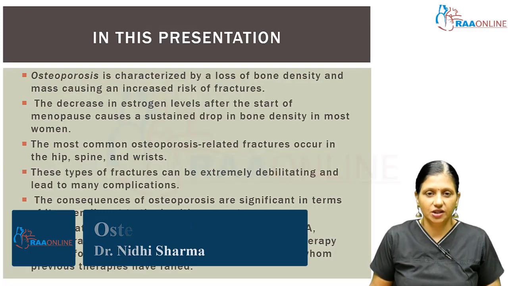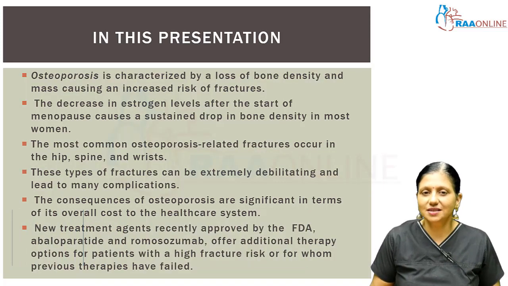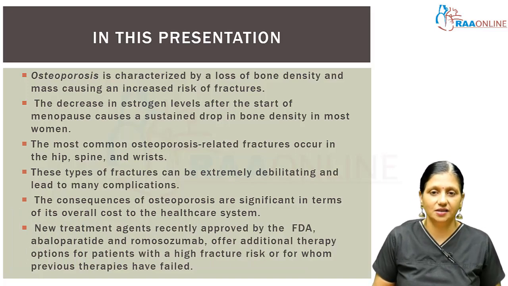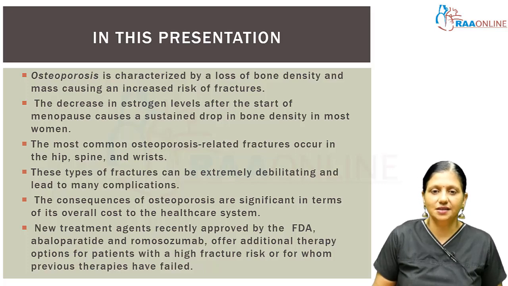So in this presentation, we'll see that osteoporosis is characterized by a loss of bone density and mass, causing an increased risk of fractures. We'll see that the decrease in estrogen levels after the start of menopause causes a sustained drop in bone density in most women. The most common osteoporosis-related fractures occur in the hip, the spine and the wrist, and these types of fractures can be extremely debilitating and lead to many complications.